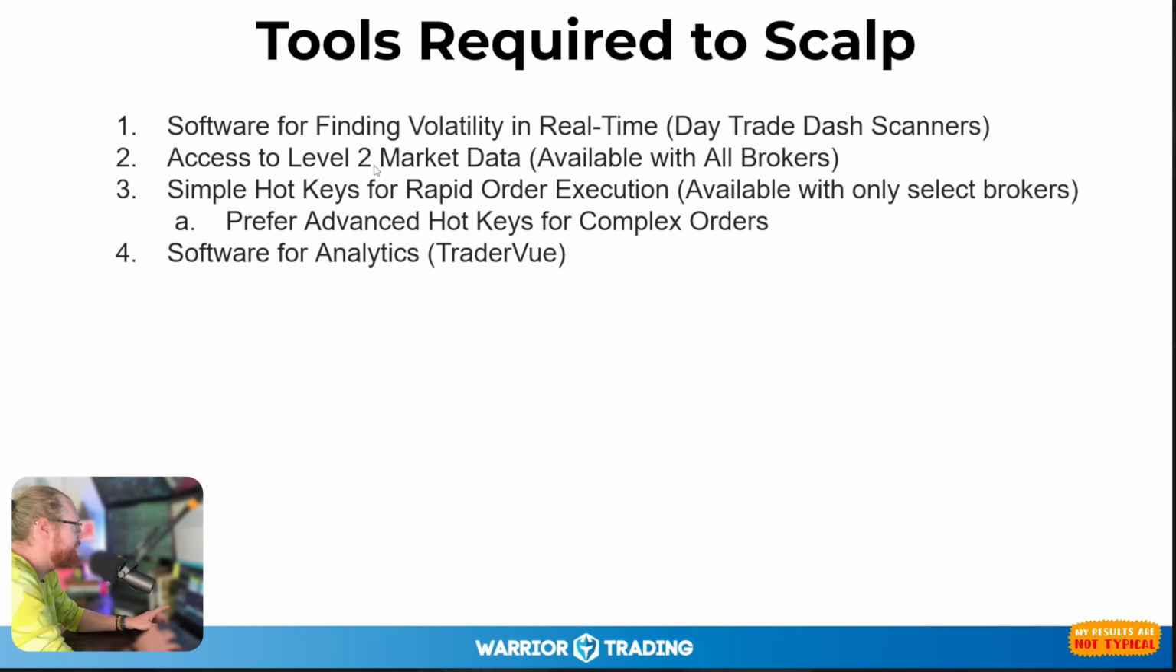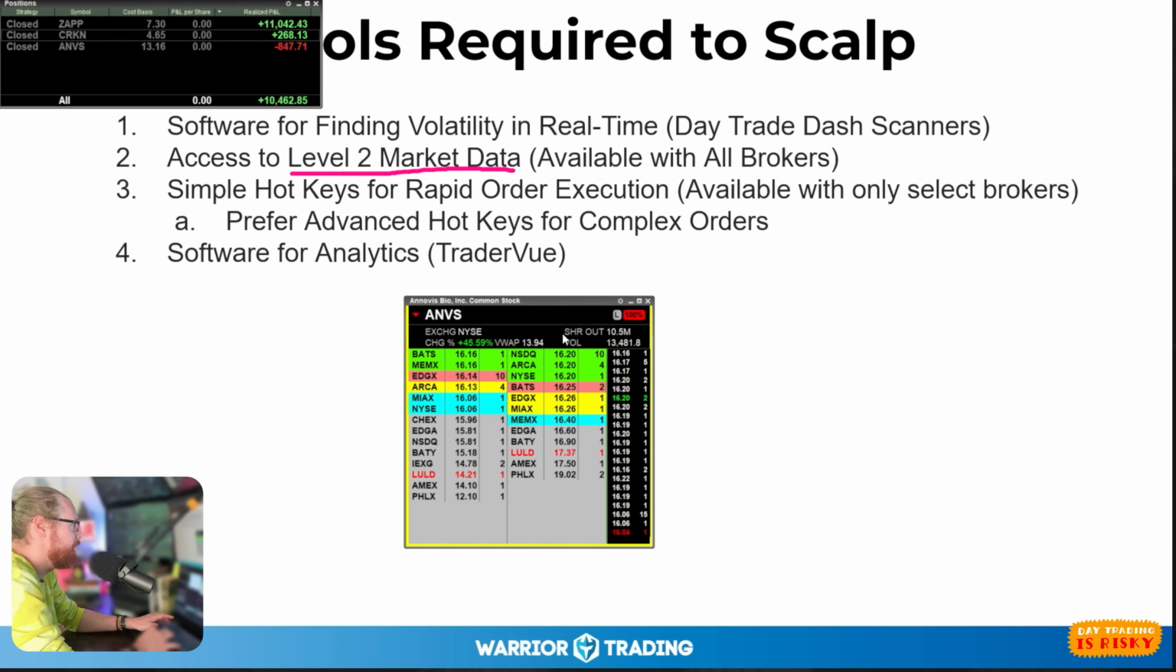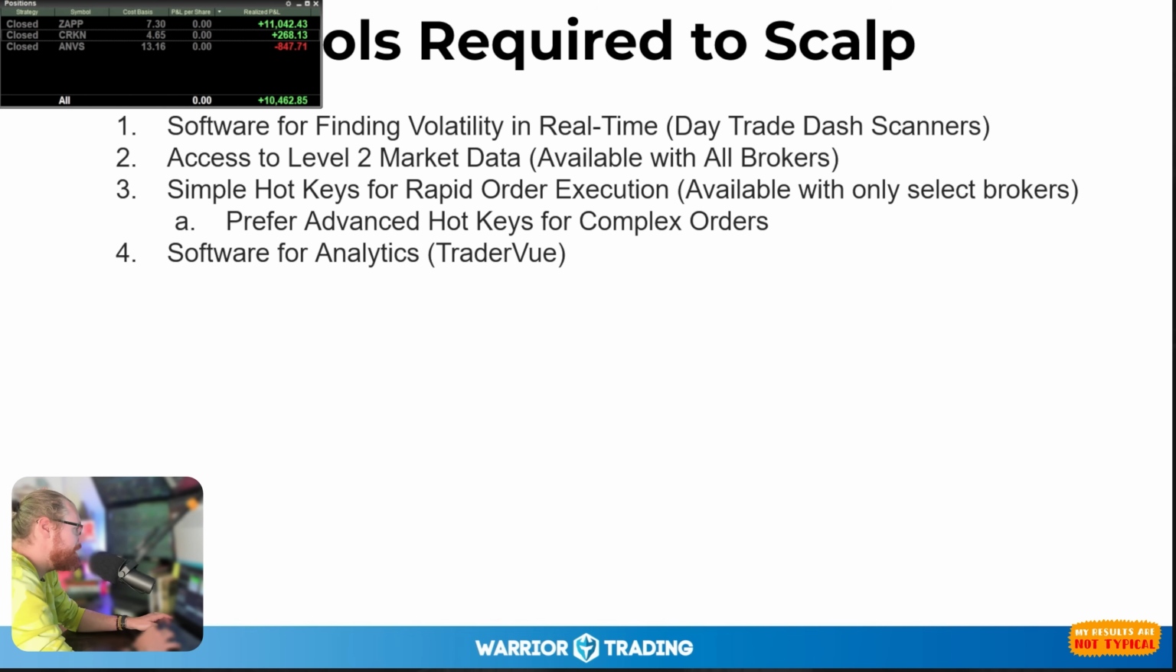We also need to have access to level 2 market data. Level 2 market data is what you just saw in ANVS right here. It's available with all brokers. You just have to subscribe to it, and some brokers will make you pay a little extra for it. Number 3, you need, at a minimum, simple hotkeys that will allow for rapid order execution. Preferably, more advanced hotkeys for complex orders would be great, but if you don't have that, at least simple hotkeys is a must. There's a lot of brokers that offer simple hotkeys that you can get away with and it's good enough. And there's a small number of brokers that offer complex hotkeys. We'll talk about those more in detail as well.